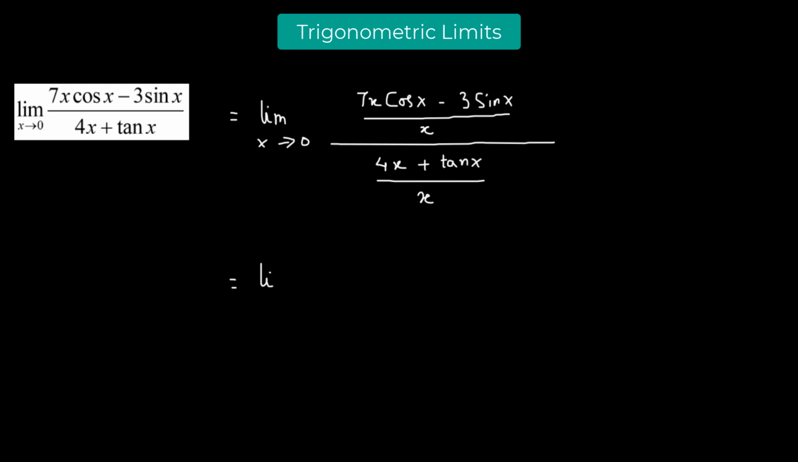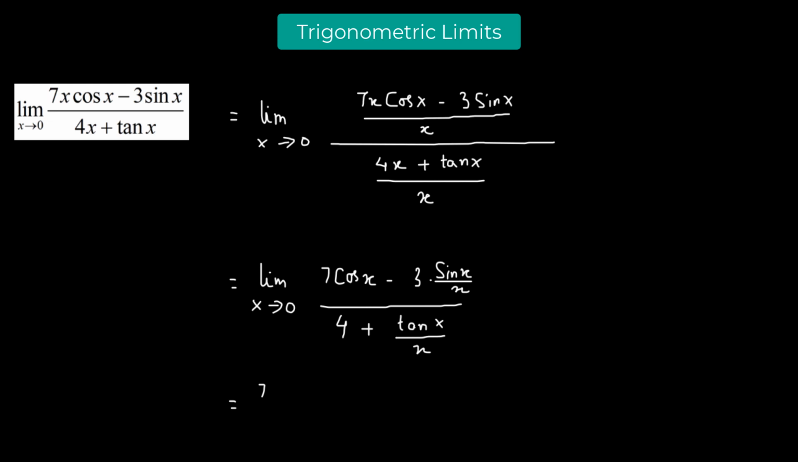Now we divide each term in the numerator, which is 7x cos x and 3 sin x, by x. So we have 7x cos x over x, which is going to give us 7 cosine of x, minus 3 times sin x over x, divided by, so we have 4x over x, which is going to give us 4, plus tan x over x. Now we're going to apply the limit to each of the terms in both the numerator and the denominator. So we have 7, which is a constant.